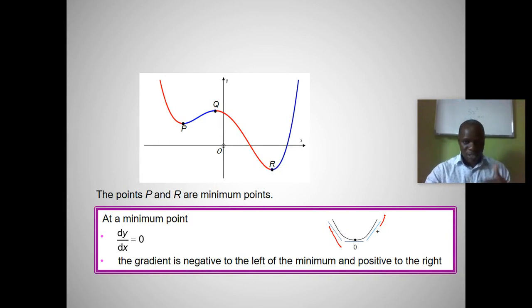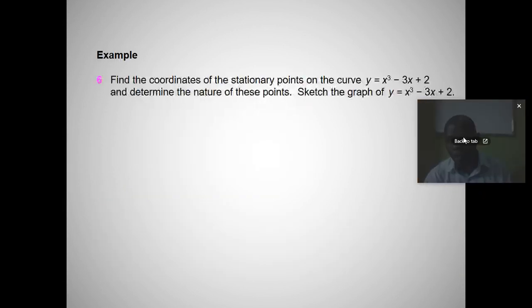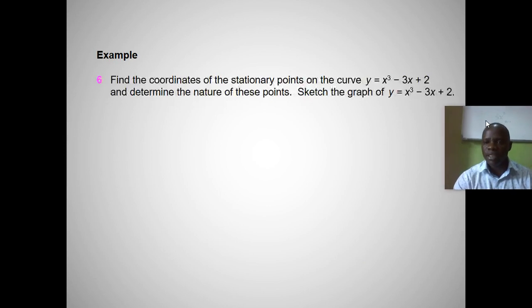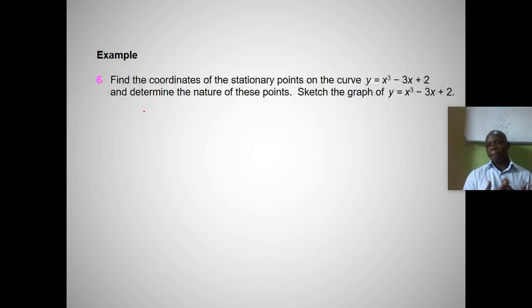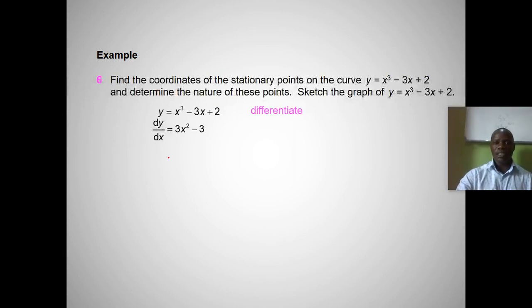So let's rush through. We have an actual question here. In this question, we are saying find the coordinates of the stationary point on the curve. Then how do we find the coordinates? dy/dx. Then dy/dx, what do we do? dy/dx is equal to 0. When we do dy/dx equal to 0, we get the values of x. So if we do dy/dx equal to 0, which I'm doing now, differentiate to get 3x squared minus 3, and equate it to 0. So 3x squared minus 3 is equal to 0.